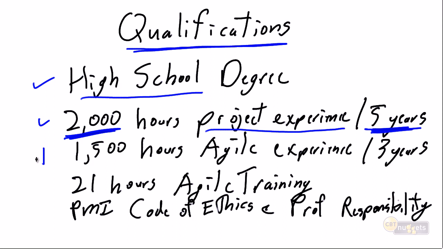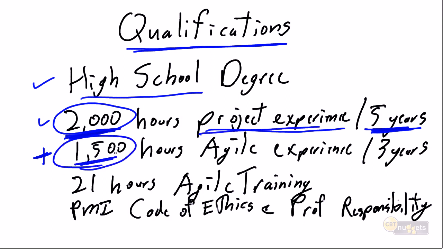And in addition, and this is a plus, you cannot submit the same evidence for your 2,000 hours of project experience as the same 1,500 hours of direct Agile experience. So in reality, PMI is looking for 3,500 hours of project delivery experience, of which at least 1,500 hours are in an Agile world, and the other 2,000 hours can be in a normal traditional project environment. And they expect your Agile experience to be within the last 3 years.